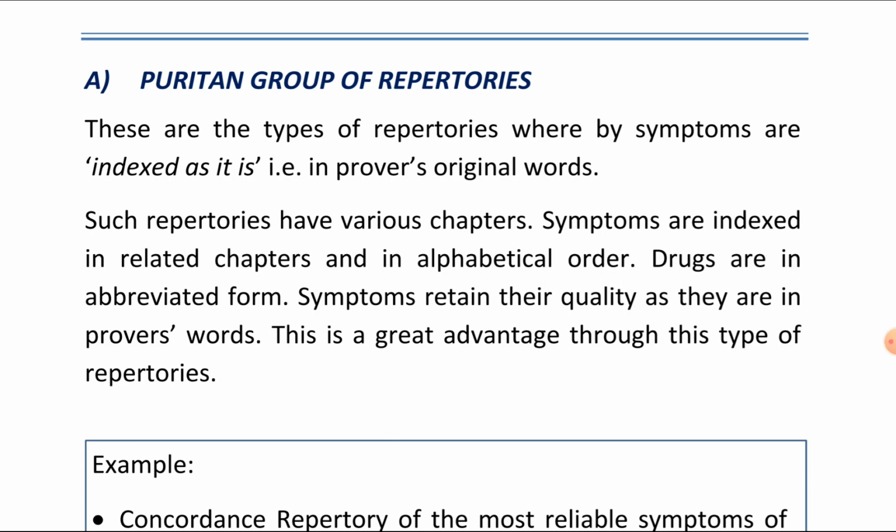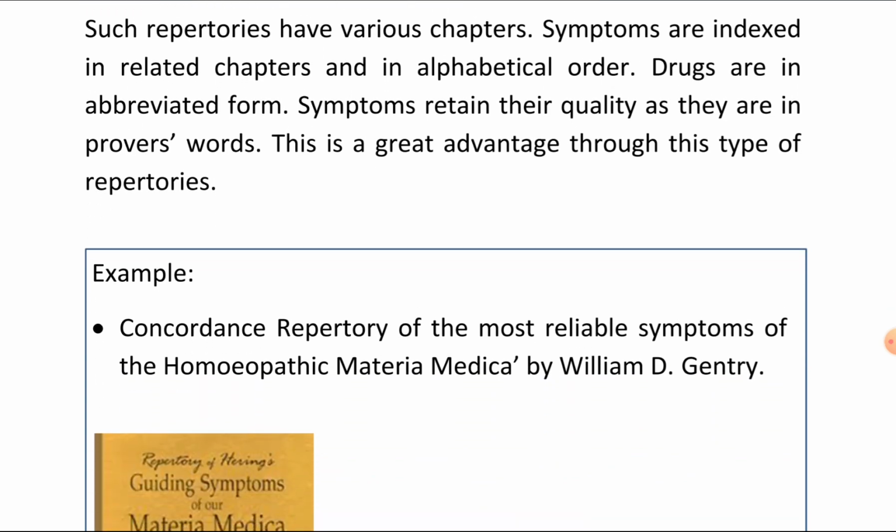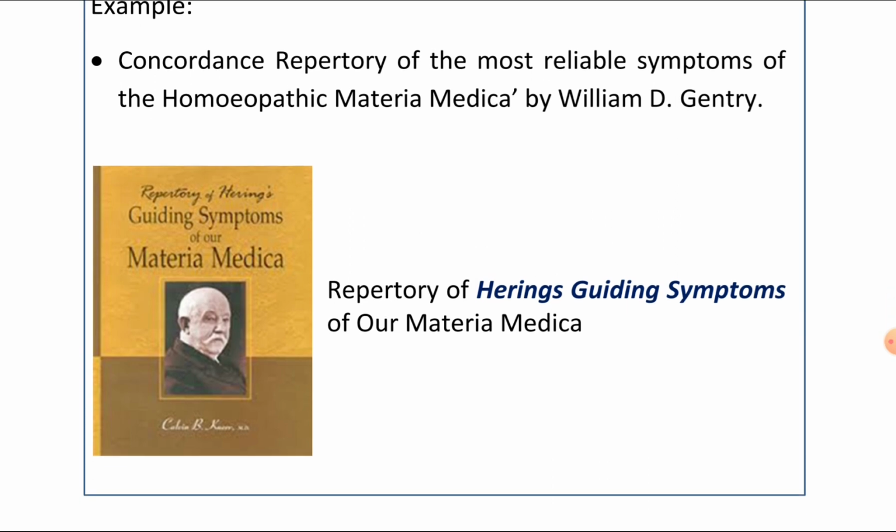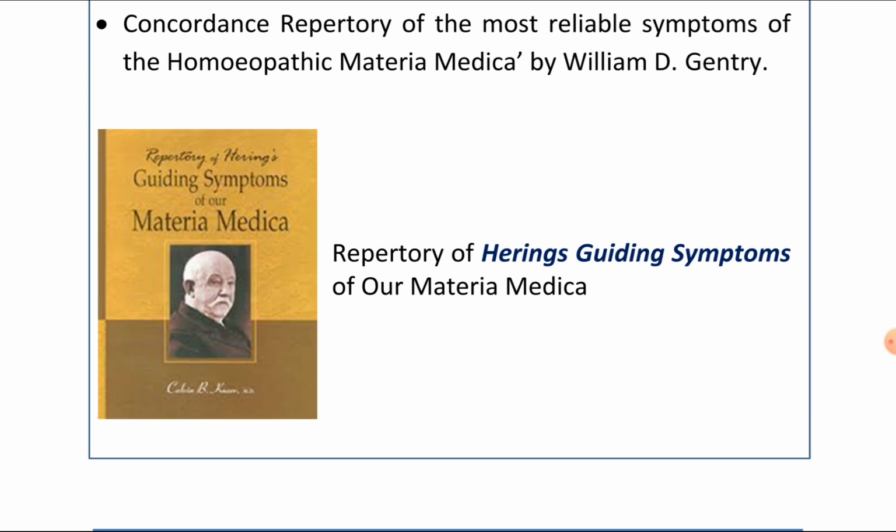Drugs are in abbreviated form. Symptoms retain their quality as they are in the prover's words. This is a great advantage of this type of repertory. The example is the most important concordance repertory of the most reliable symptoms of the homeopathic materia medica by William D. Gentry, and the Repertory of Herring's Guiding Symptoms of our Materia Medica.